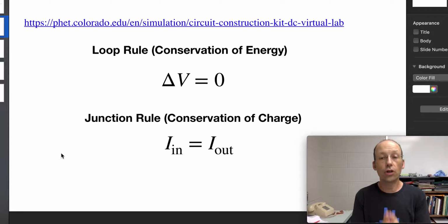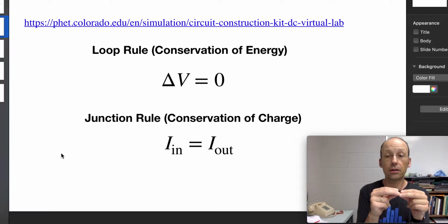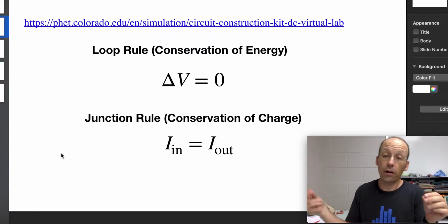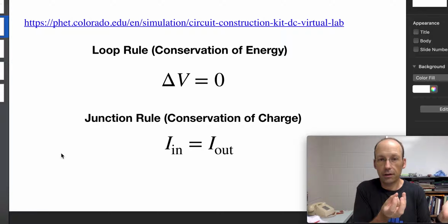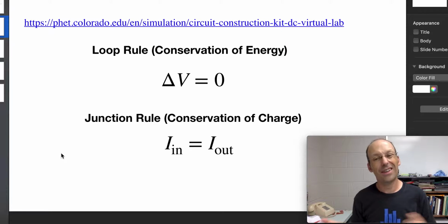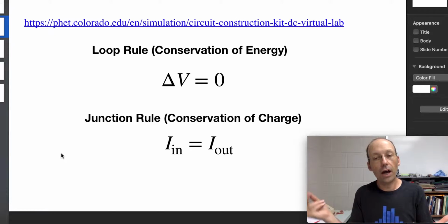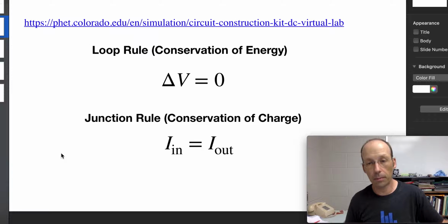The junction rule says that if I have a place where 2 or more wires meet, the current coming into that junction is equal to the current coming out of that junction. And that just says, what if it wasn't true? What if more charge came in than left? Where would all that extra charge go? It would just stay there and build up charge. You can have that happen in a capacitor and things like that, but no, not here. So you have to have the same amount of charge coming in and out per second, and that's the current. So the current coming into a junction is equal to the current coming out of a junction.